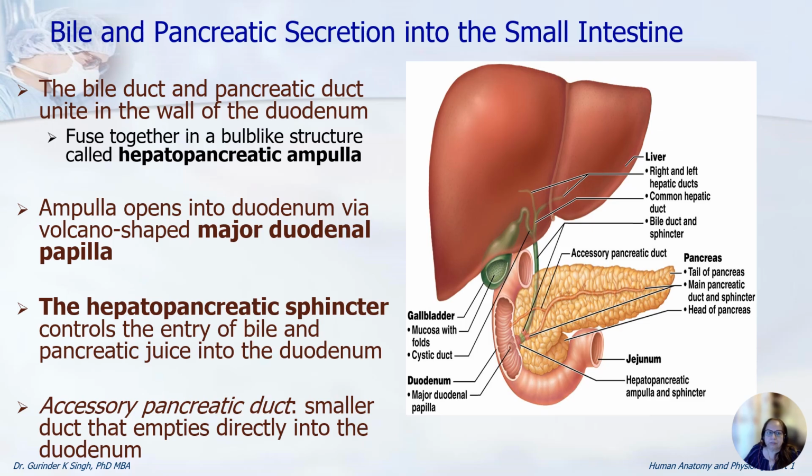Another important thing to remember is the bile and the pancreatic secretion, which is secreted into the duodenum. We have already talked about how the main pancreatic duct and the bile duct combine together, and they have sphincters at their ends. They open up into the major duodenal papilla, and the hepatopancreatic sphincter is the one which controls the release of the bile and the pancreatic juice. And the accessory pancreatic duct opens up here.